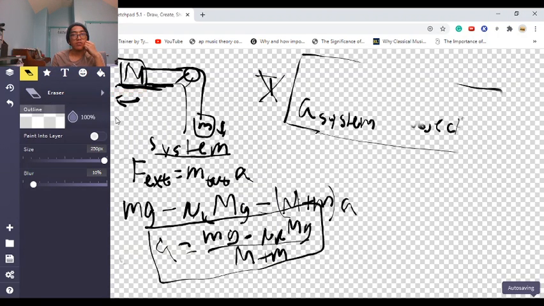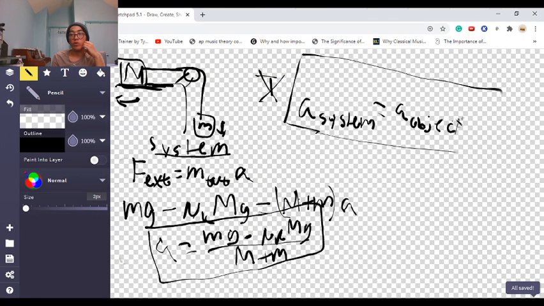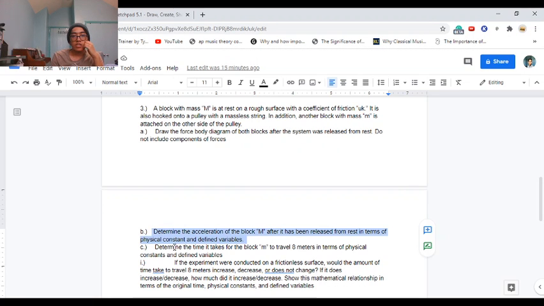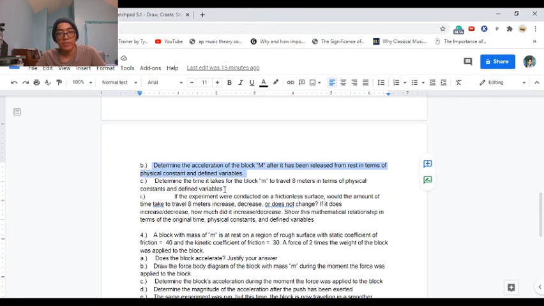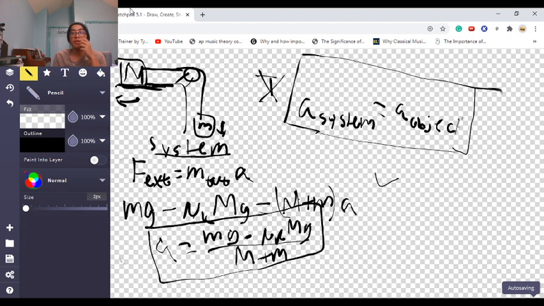So that's just a quick, easy trick to doing this stuff. But anyway, the question then says, determine the time it takes for mass m to travel 8 meters in terms of physical constants and defined variables. Okay, so it's talking about time, right?